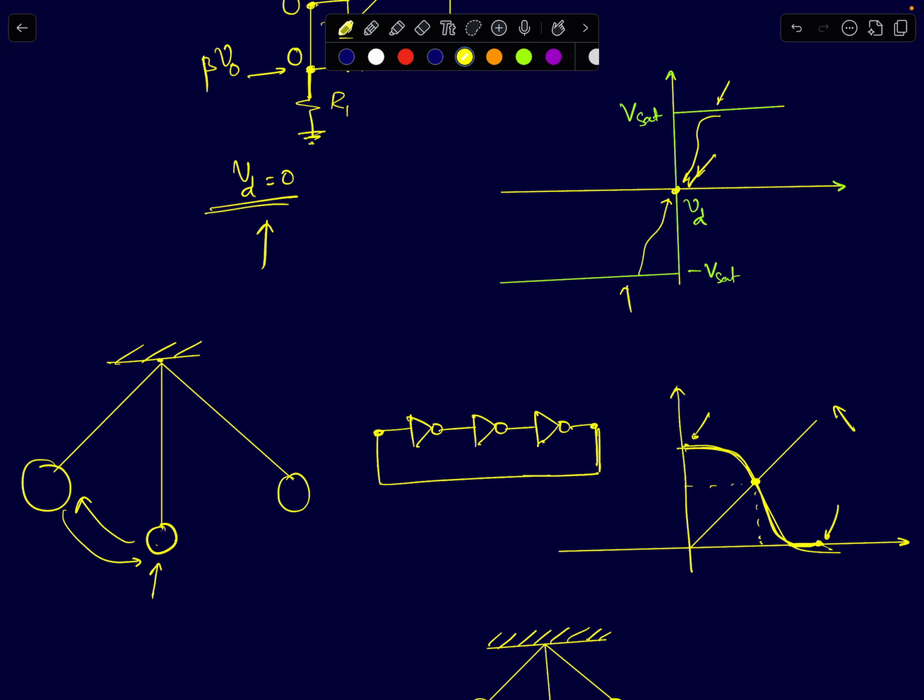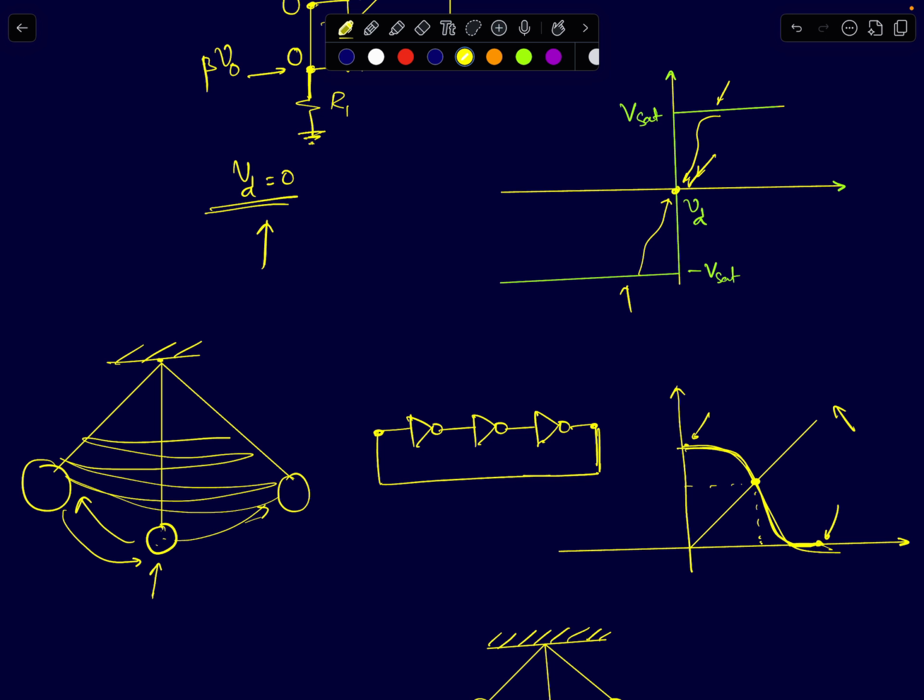It will move on the other side. It will be displaced by the same amount. Again, it will try to come back to this point and it will keep on oscillating back and forth. So that's how sustained oscillations happen. And this is a phenomenon that we normally observe even in ring oscillators.